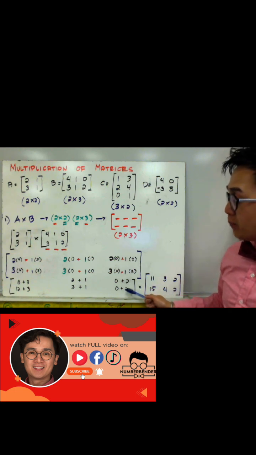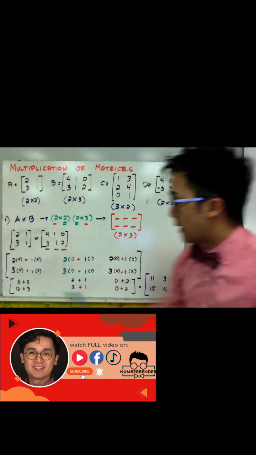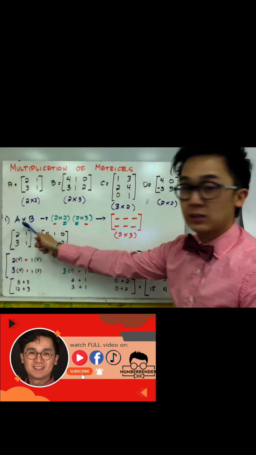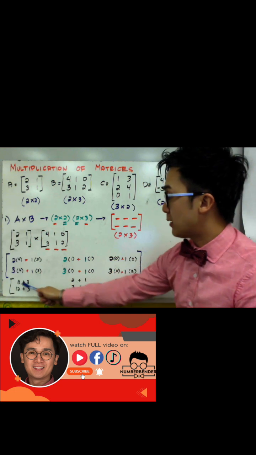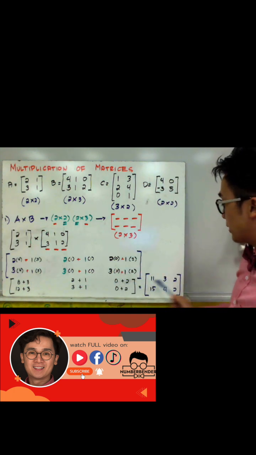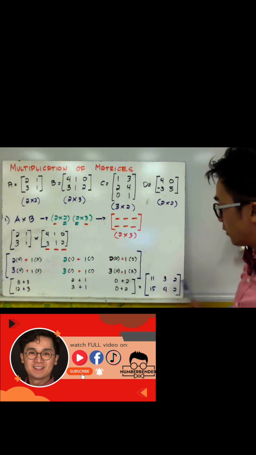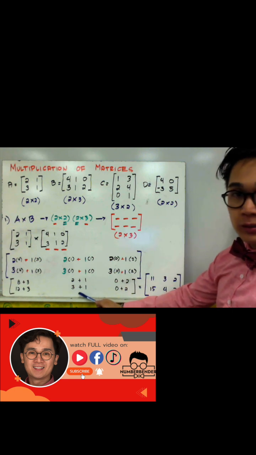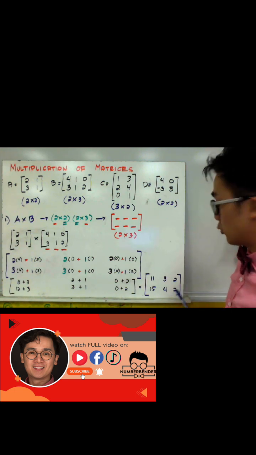Now, further simplifying our third matrix right here, it will give us the product of A times B, which gives us 8 plus 3, which is 11, 2 plus 1, which is 3, 0 plus 2, which is 2 for our first row. And for the second row, we'll have 12 plus 3, which is 15, 3 plus 1, which is 4, and 0 plus 2, which is 2.